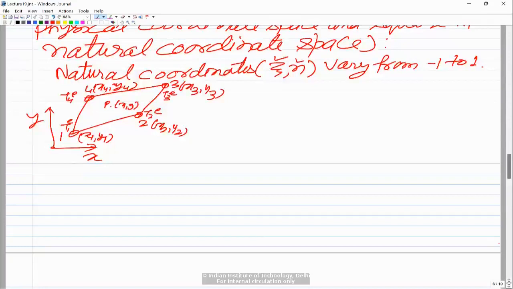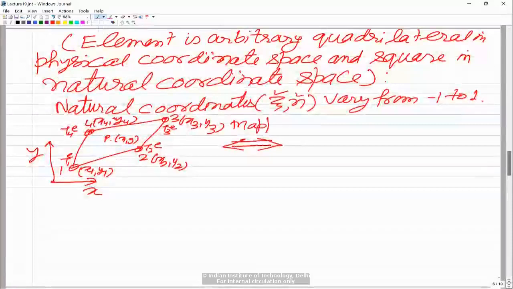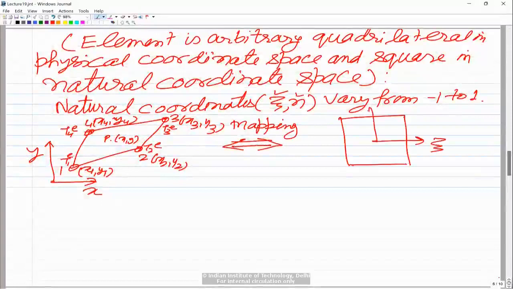But now what we do is, this arbitrary quadrilateral element in the physical coordinate space is mapped to the natural coordinate space. So there is a mapping, and this symbol I have shown here is for mapping. It is mapped to a square in the natural coordinate space, with coordinates xi and eta. The nodes are the same: node 1 here is mapped to node 1 here, node 2 is mapped to node 2 in the natural coordinate space, similarly 3 and 4.